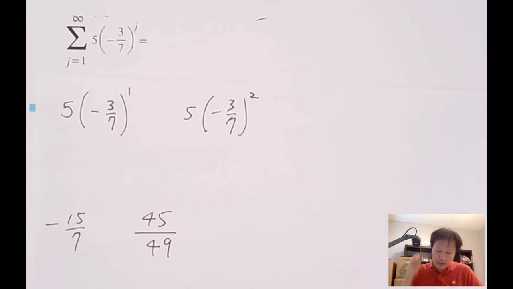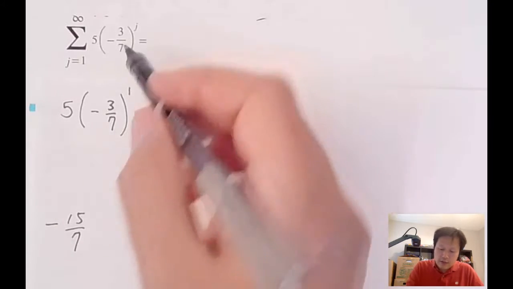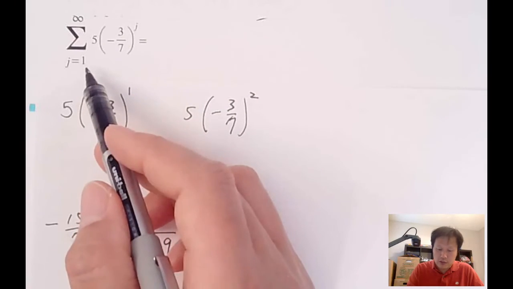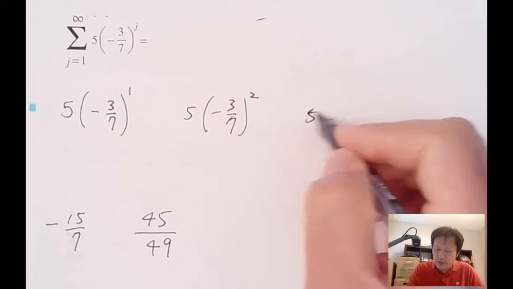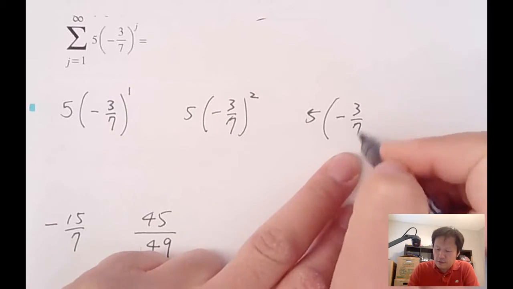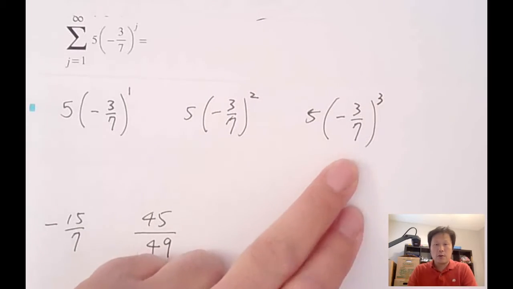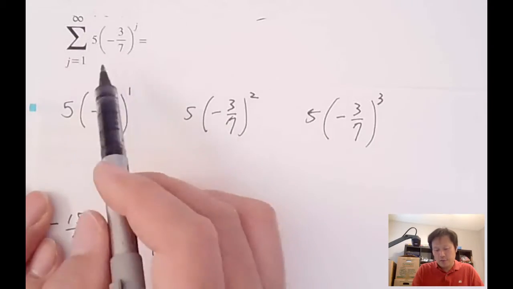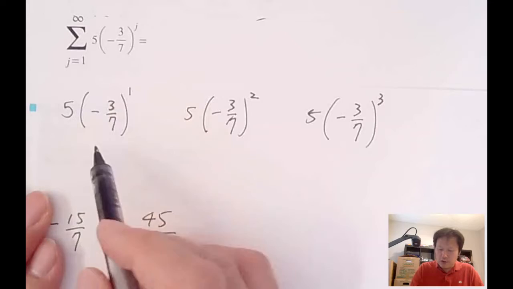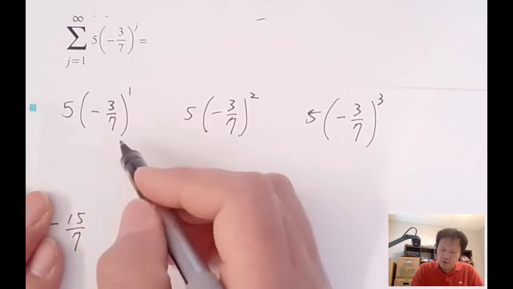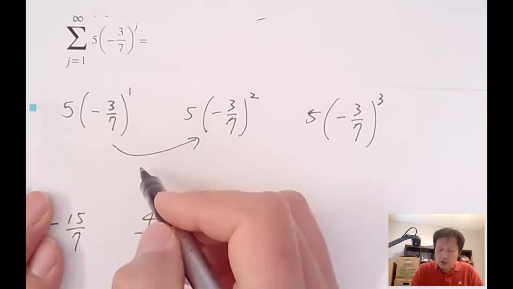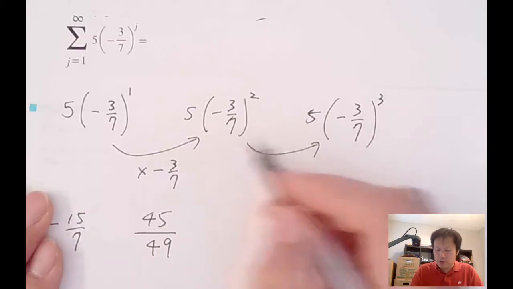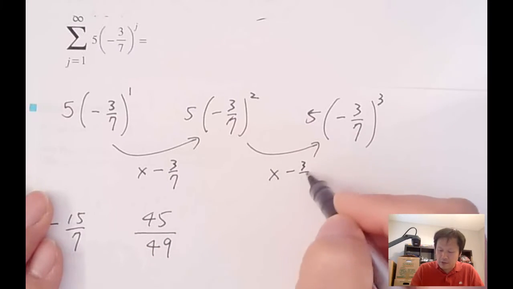Then the next element after j of 2 is going to be 3. Plug in 3, so 5 times minus 3/7 to the third power here. So if you couldn't tell whether it's geometric or arithmetic there, once you plug in 1, 2, 3, 4 values of j, you get to see, what happened here to here? We multiply by minus 3/7. What happened from here to here? We multiply by minus 3/7. So you get to see, it is a geometric sequence.